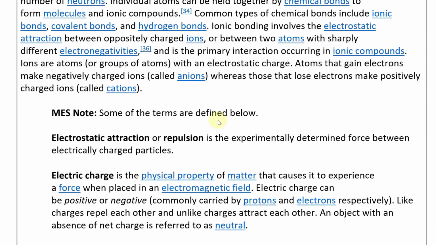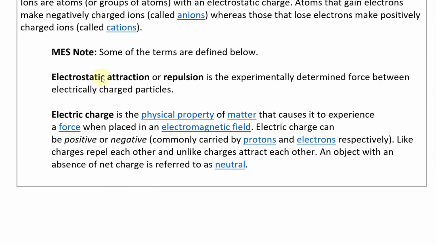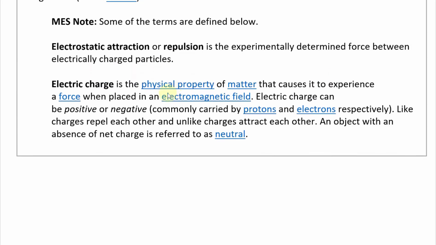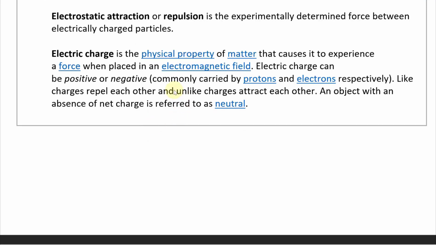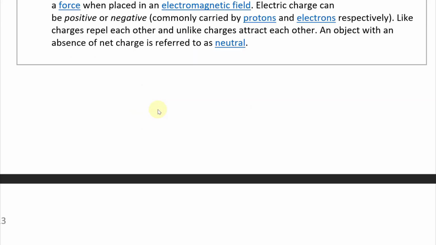So, MES note, some of the terms are defined below. Electrostatic attraction or repulsion is the experimentally determined force between electrically charged particles, and electric charge is the physical property of matter that causes it to experience a force when placed in an electromagnetic field. Electric charge can be positive or negative, and is commonly carried by protons and electrons respectively. So protons are positive, electrons are negative. Like charges repel each other, and unlike charges attract each other. An object with an absence of net charge is referred to as neutral.